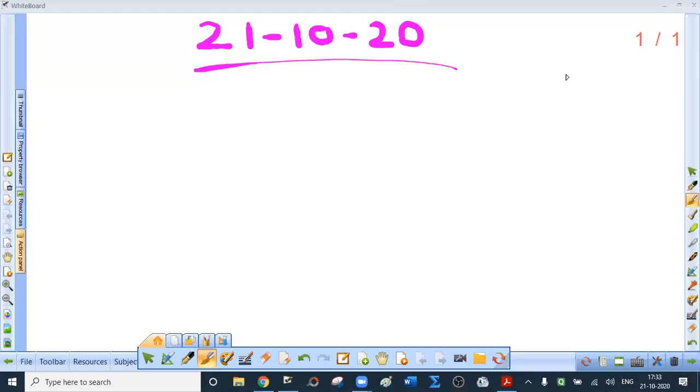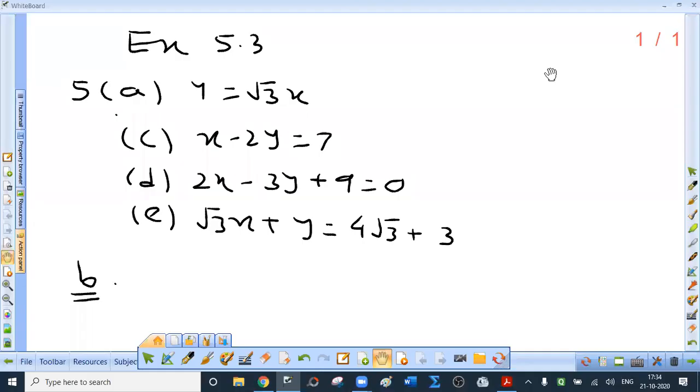Good evening. We start with sum number 5 from exercise 5.3. Now A, C, D, E are for homework. I have given the answers also. These are simple sums. In fact, all the 6 sums are simple ones, but we will solve 2 sums. Now B sum: passing through the origin and parallel to AB, where A is (2, 4) and B is (1, 7).